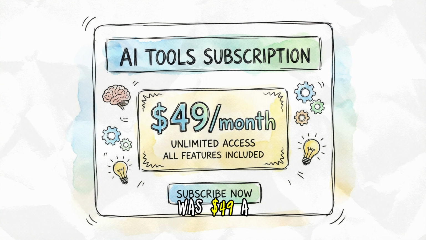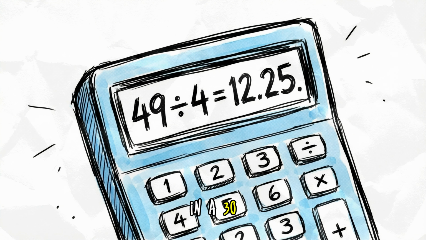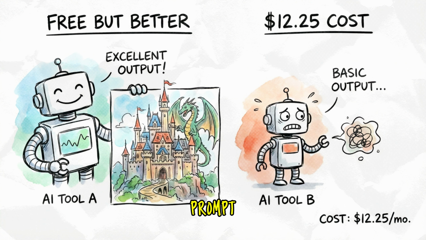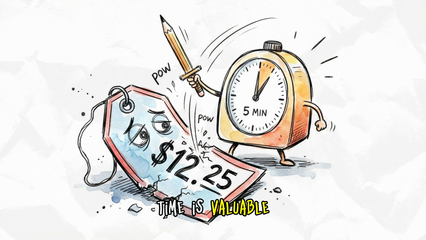The subscription was $49 a month. I used the core functionality maybe 4 times in a 30-day period. That is $12.25 per use. Now compare that $12.25 to the cost of spending 5 minutes writing a detailed prompt in a free tool, a prompt that gave me a superior, cleaner output. My time is valuable, but my time spent on the paid tool was simply a waste of cash.